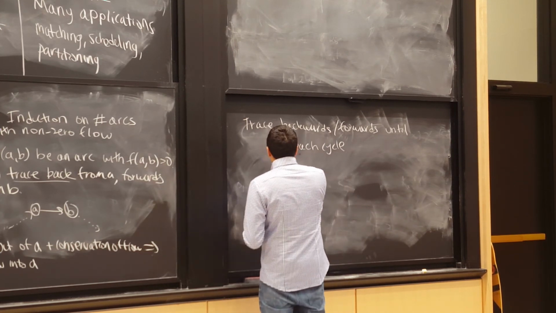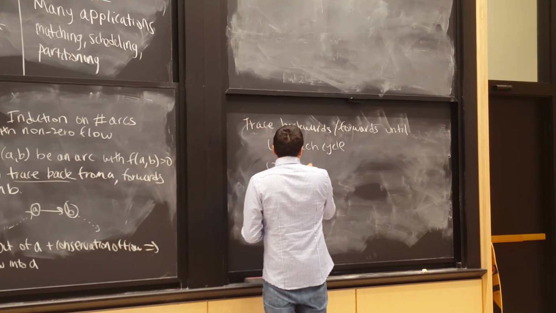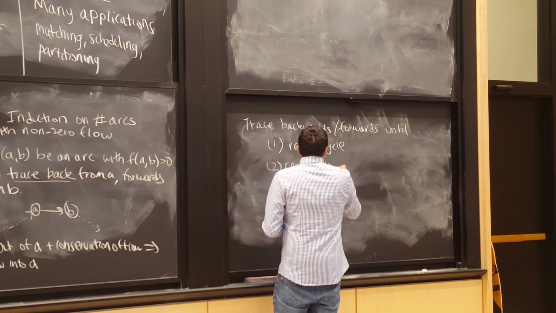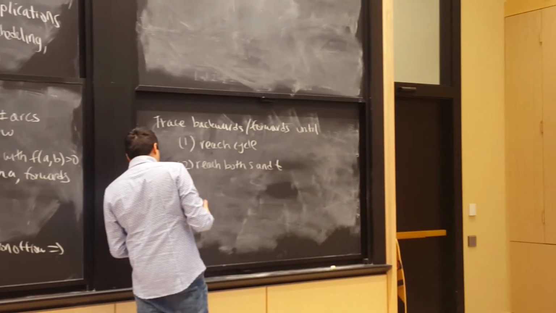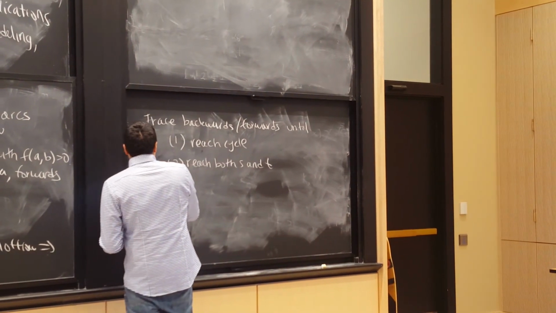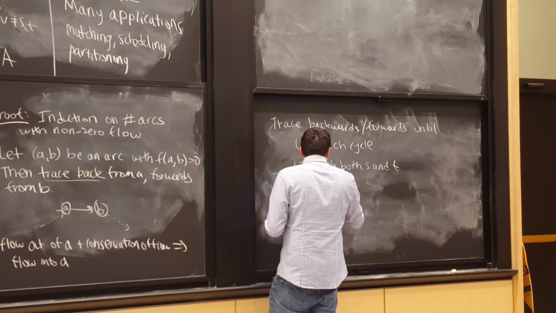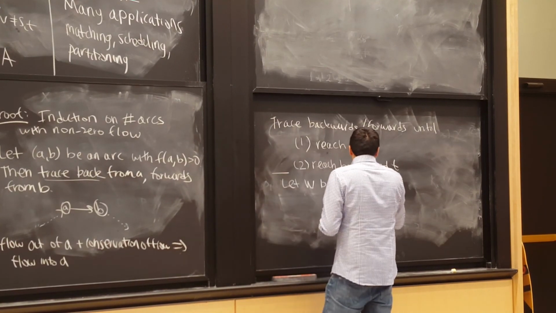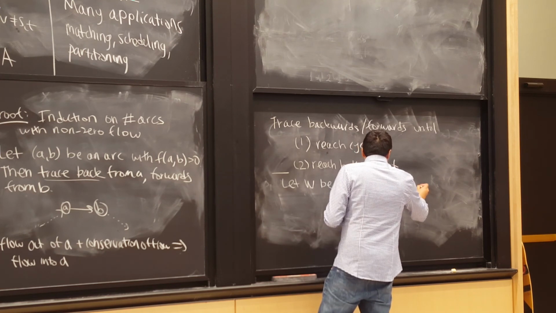But the only other way that we can actually get stuck is if we reach both S and T. So now we're actually in great shape, because what we're going to do is let W be the arcs in the cycle or ST path, whichever we create.